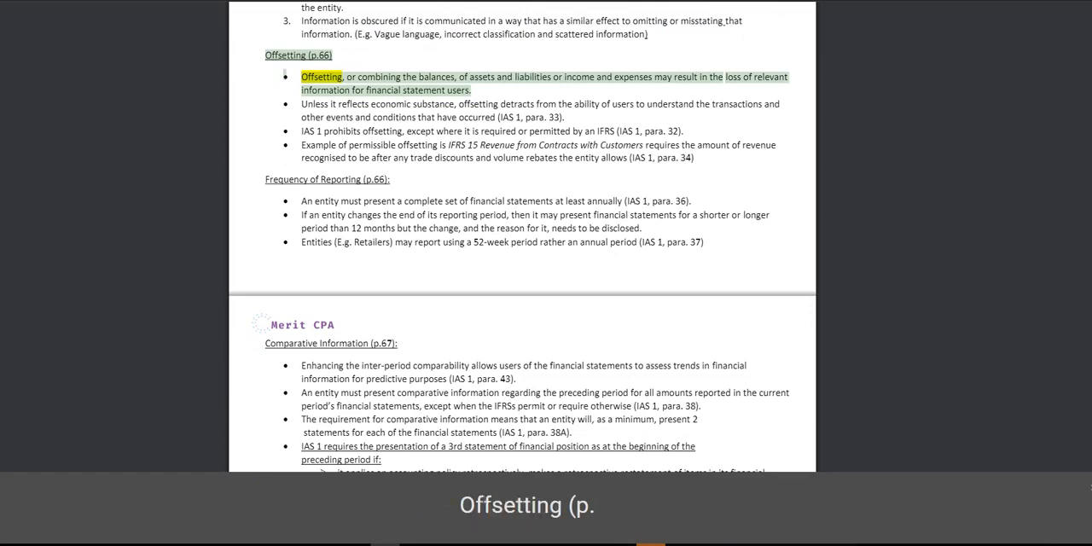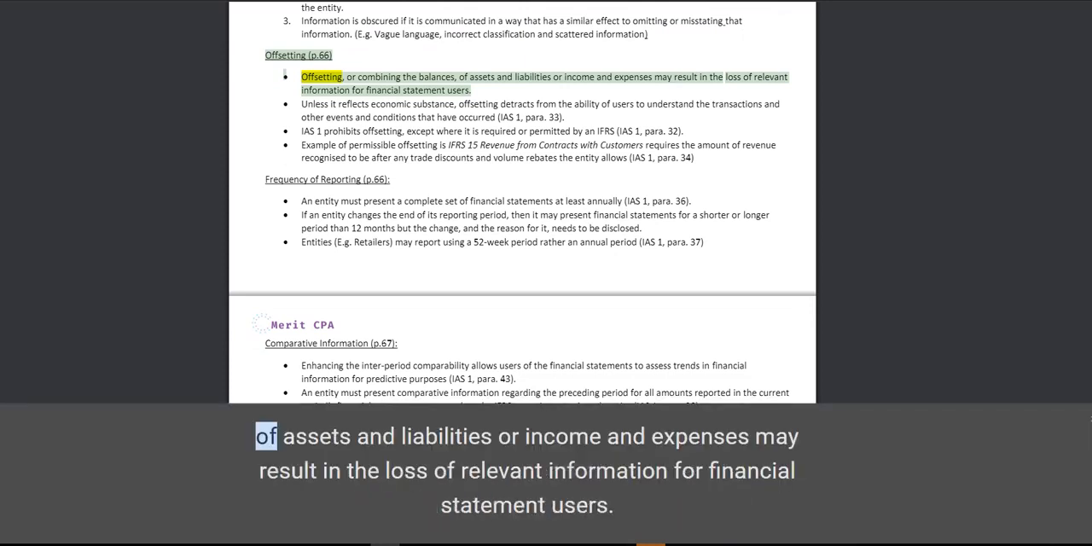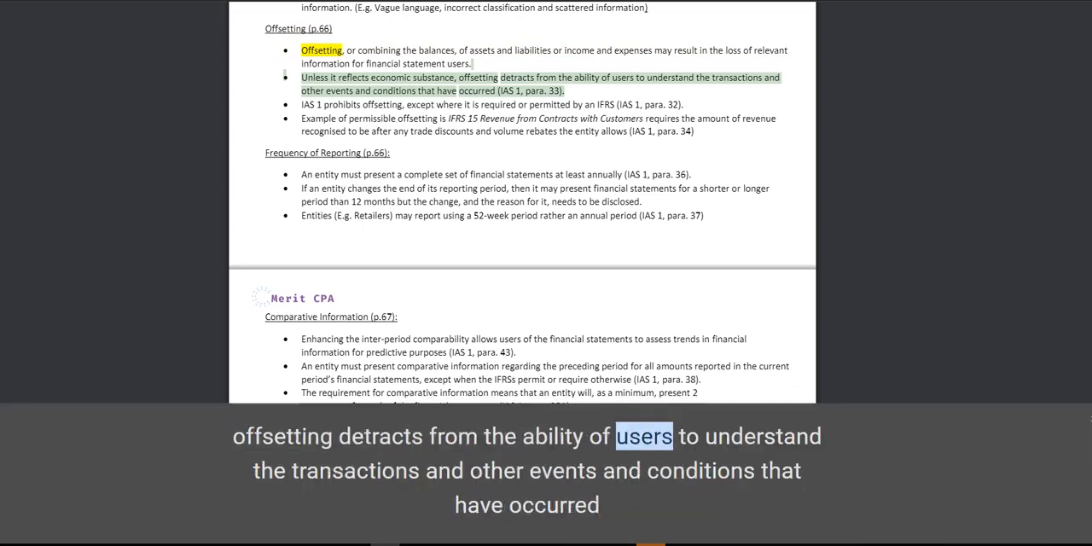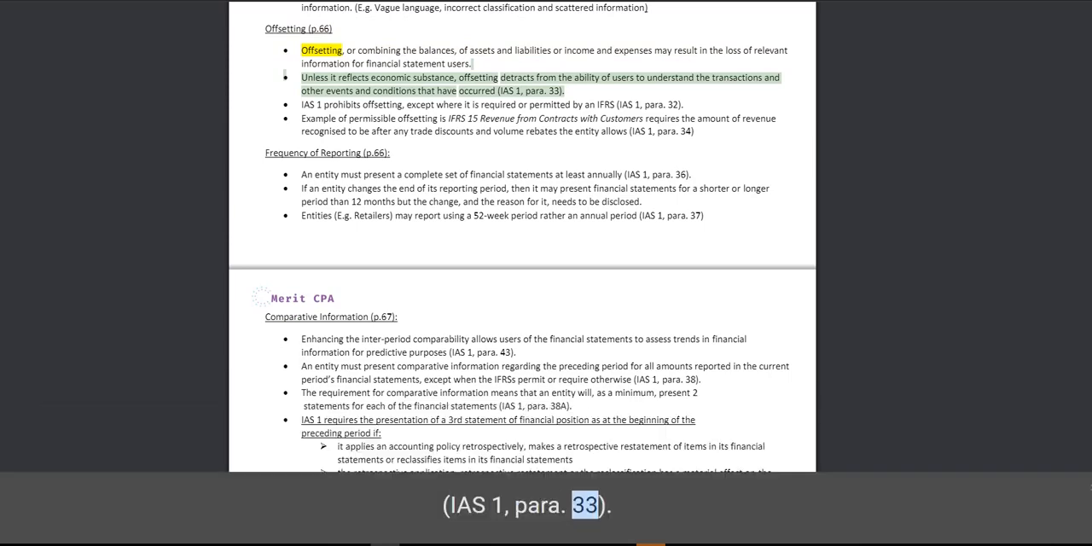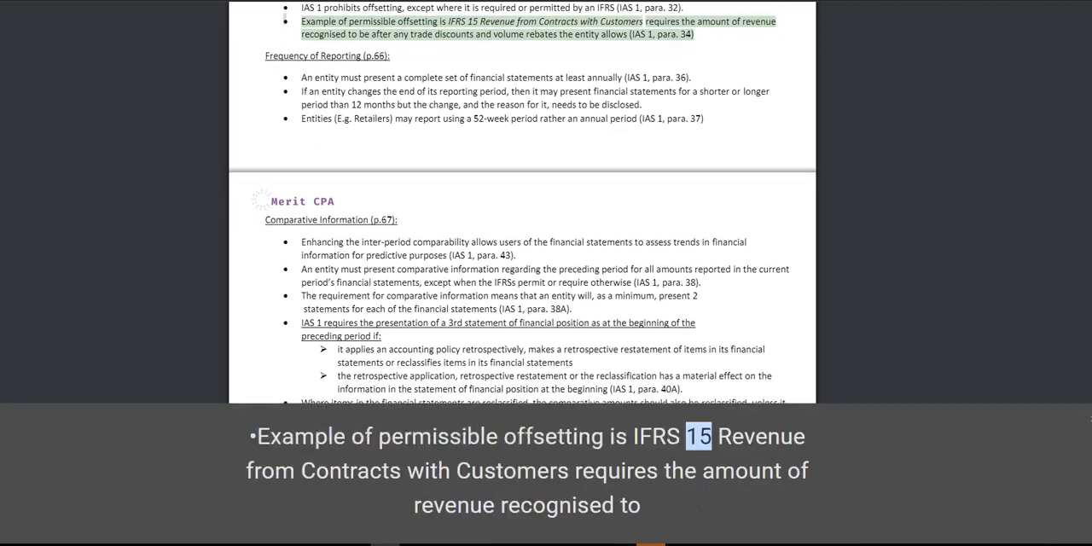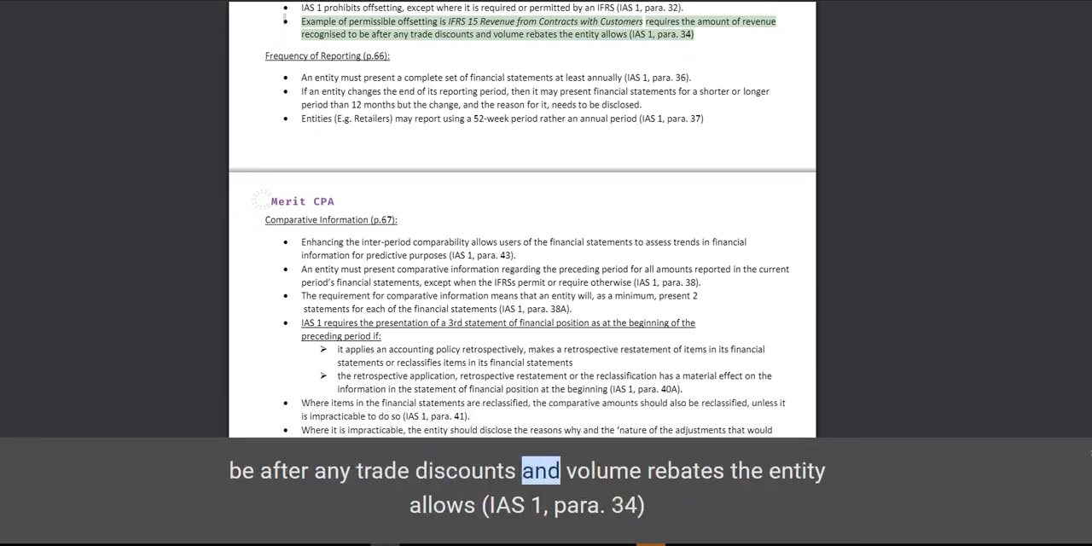Offsetting. P.66. Offsetting, or combining the balances, of assets and liabilities or income and expenses may result in the loss of relevant information for financial statement users. Unless it reflects economic substance, offsetting detracts from the ability of users to understand the transactions and other events and conditions that have occurred. IAS 1, para. 33. IAS 1 prohibits offsetting, except where it is required or permitted by an IFRS. IAS 1, para. 32. An example of permissible offsetting is IFRS 15 Revenue from contracts with customers, which requires the amount of revenue recognized to be after any trade discounts and volume rebates the entity allows. IAS 1, para. 34.